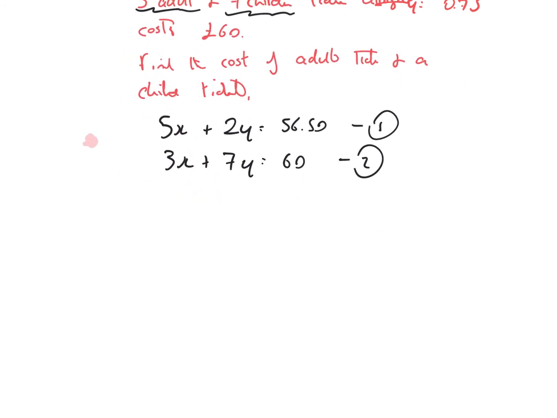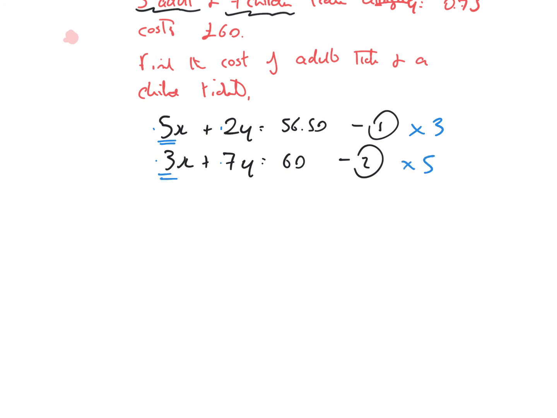Okay, so if I'm going to get rid of X's, I'll bring 5 and 3 up to 15. If it's going to be Y's, I'll bring 2 and 7 up to 14. So I'm going to make a decision, and I'm going to go for X's. I'm going to bring them up to 15. So the first equation, I need to multiply that 5 by 3, and the second equation, that 3 by 5.